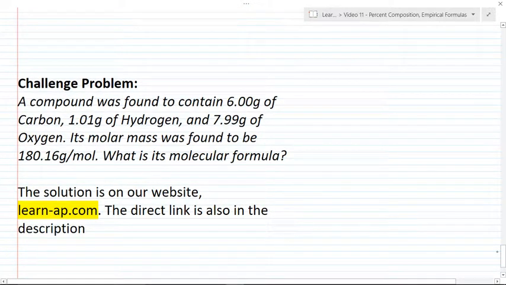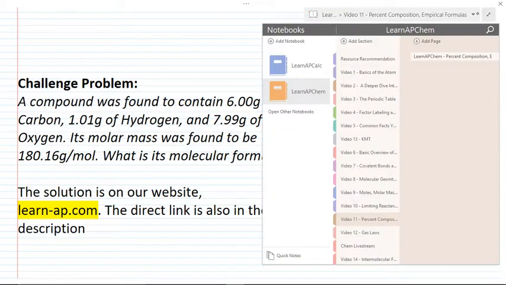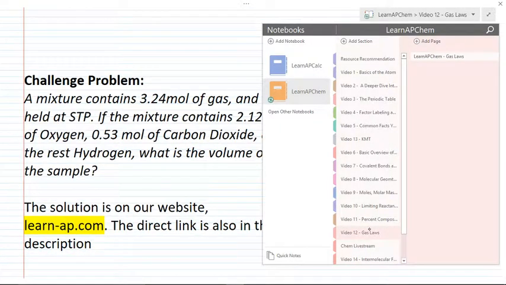Alright, and then the challenge problem was just a molecular formula one. I can go over that if you guys want, but otherwise I'm just going to move on to gas laws. But again, feel free to stop me at any point.